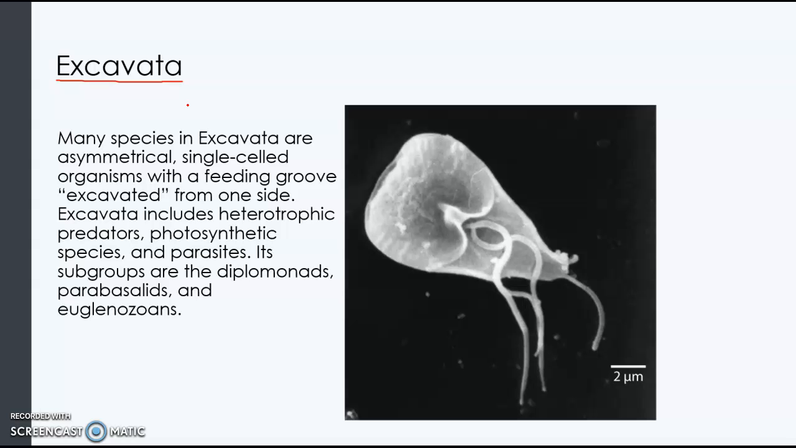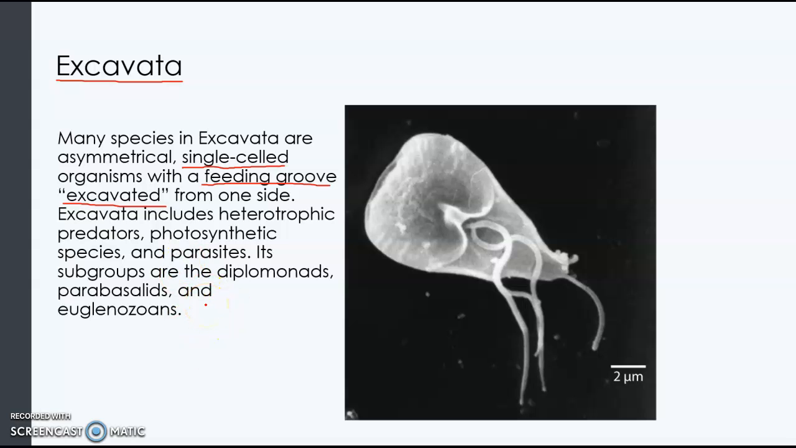Many of them are asymmetrical, meaning that there is no way that you can divide them in half into equal halves. Like with human beings, for example, we could be divided into a left and a right half that are symmetrical to each other, that look like each other. But the Excavata are single-celled. They have a feeding groove. And the reason they're called Excavata is their feeding groove is excavated from one side. So it's only on one side of the body.